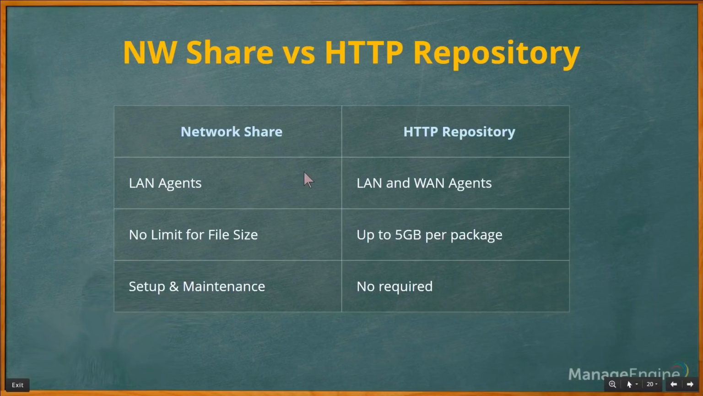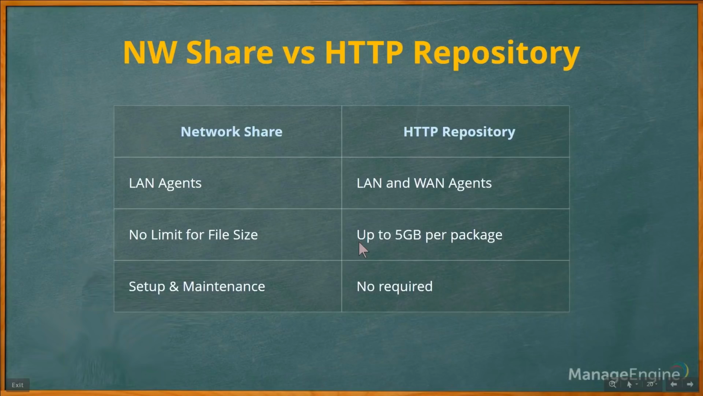Now, network share will be useful when you have all the agents on your local area network. Reason being, the remote office agents may not have access to the network shares. So it's best to go with HTTP type of repository for the wide area network agents. And when you're using a network share, there is no practical limit of the installation file. You can have practically any limit of file size when you are installing the application.